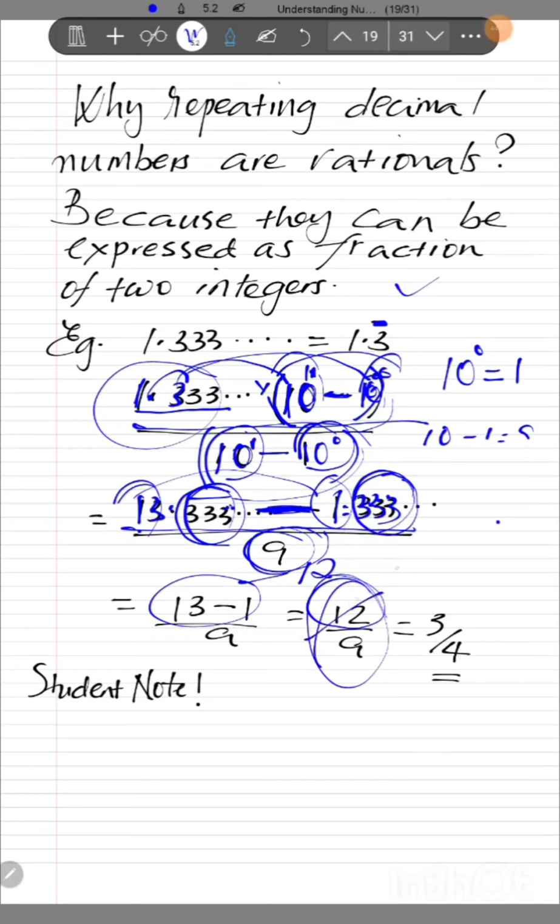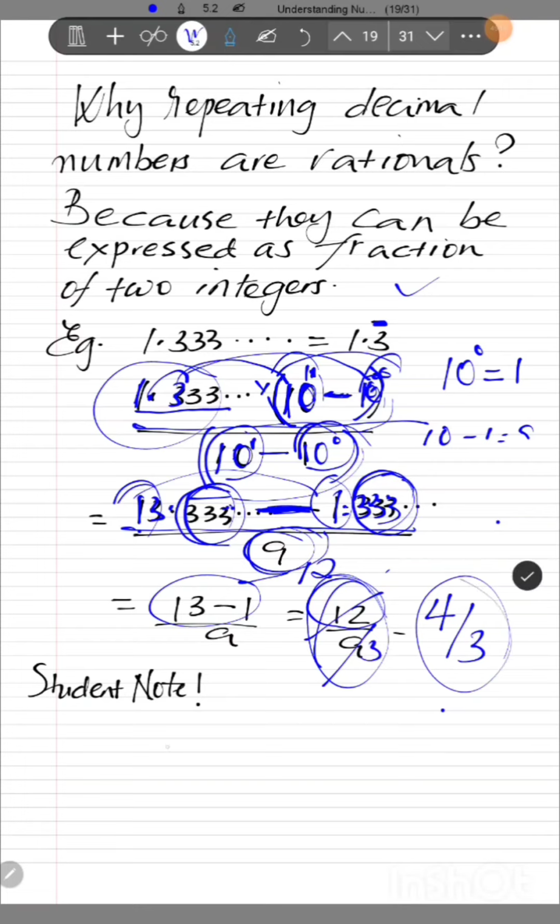When we divide the upper part by 3 and the lower part by 3, we will have 4 divided by 3. Let me just clear this one, I wrote it 3 over 4. That was not correct. We will have 4 over 3.